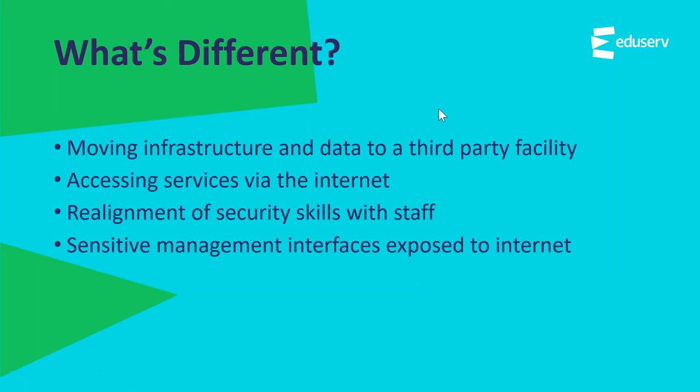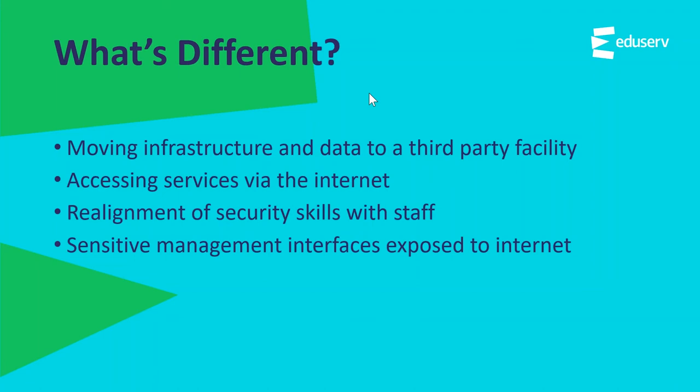In order to do that, it's worth looking at the key set of differences between a system that's hosted on your on-premise network versus in the public cloud. I think it can probably be condensed down into these four bullets. The first one is moving infrastructure and data to a third-party facility. Essentially, where you were hosting things on your own network, you're now hosting them on someone else's network, someone else's servers, and someone else is looking after those on your behalf. So that's obviously a very key difference.